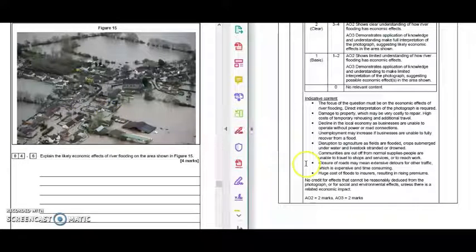Now, you could say that lots of people's possessions were damaged, which would cost money for the insurers, whoever you've got your home insurance with. However, also for the people that live there, the next year, they would have to pay far higher insurance.